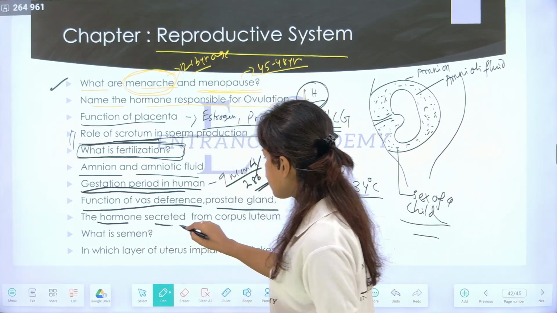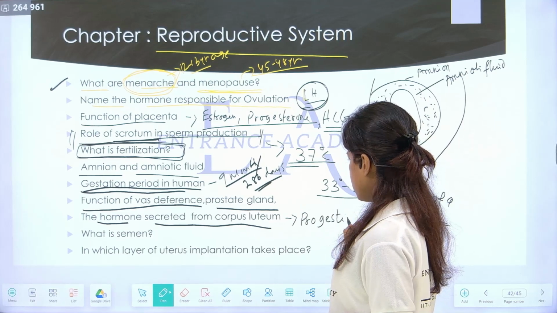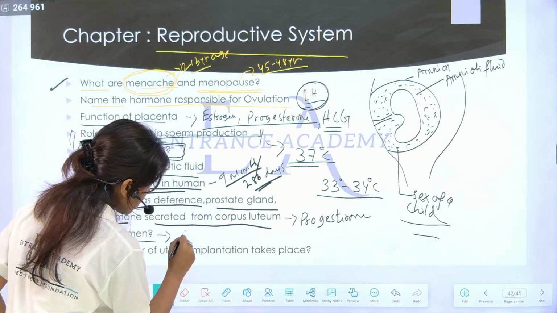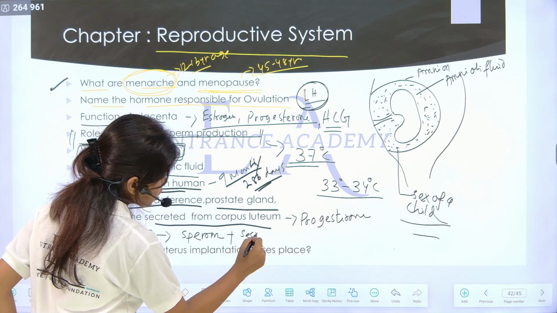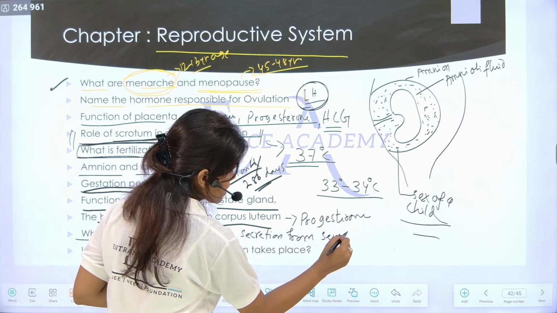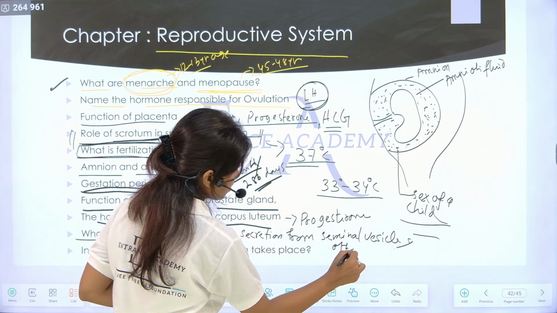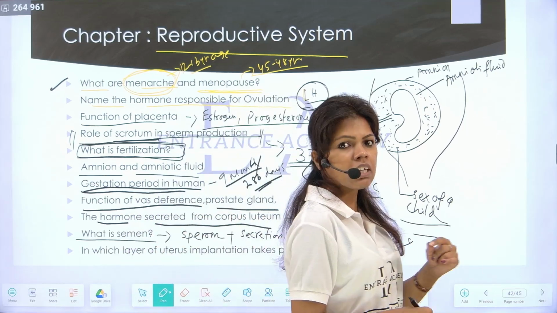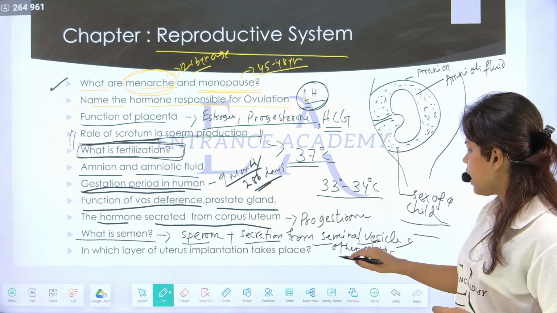The hormone secreted from the corpus luteum, this is progesterone. Next, what is semen? It's a white color fluid, contains a mixture of sperm, secretion from seminal vesicle and other glands. It's a milky white fluid which the male ejaculates, containing sperm, secretion of seminal vesicle and other glands.